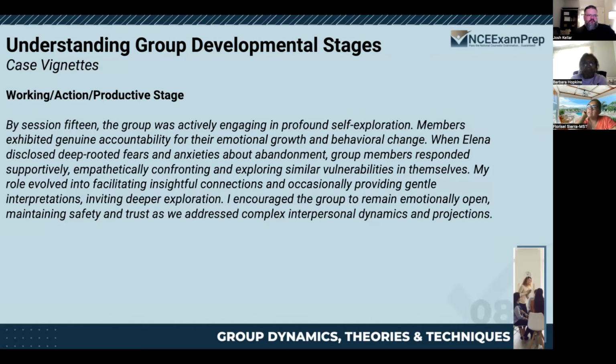By session 15, the group was actively engaging in profound self-exploration. Members exhibited genuine accountability for their emotional growth and behavior change. When Elena disclosed deep-rooted fears and anxieties about abandonment, group members responded supportively, empathetically, confronting and exploring similar vulnerabilities in themselves. My role evolved into facilitating insightful connections and occasionally providing gentle interpretations, inviting deeper exploration. I encourage the group to remain emotionally open, maintaining safety and trust as we address complex interpersonal dynamics and projections.